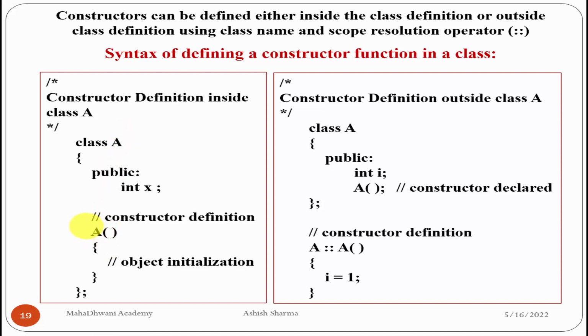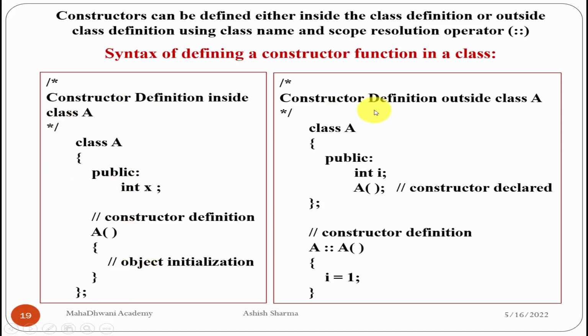In this constructor we are doing object initialization. We define it inside the constructor definition, and then we close the class. So we have two things in the public section: the integer type variable X and the constructor definition, all inside the class A. This is how we write a constructor definition inside the class.